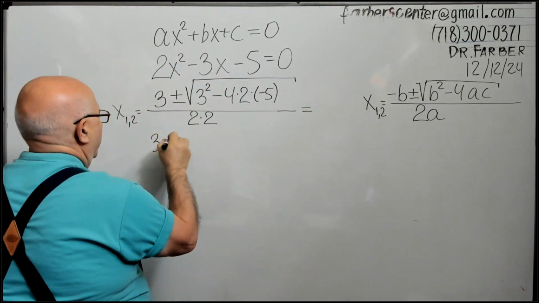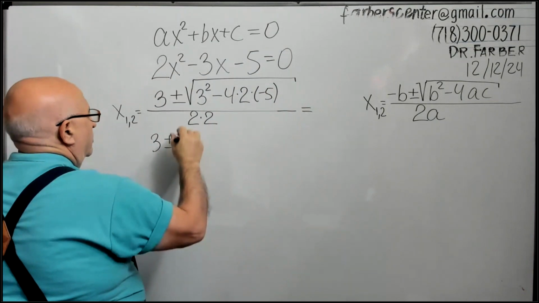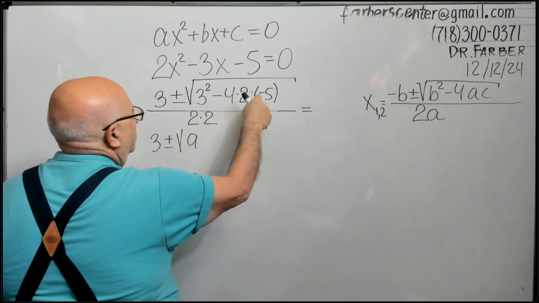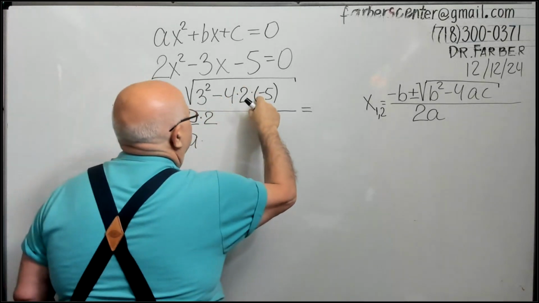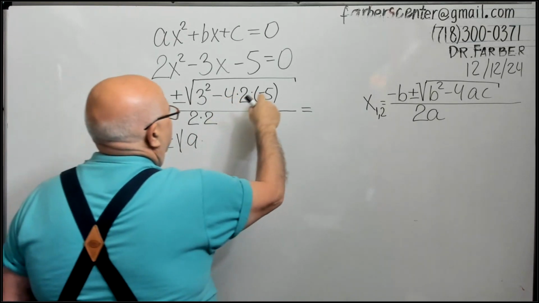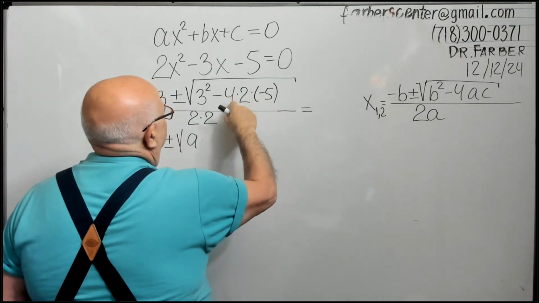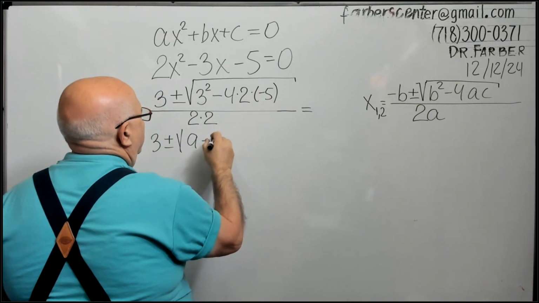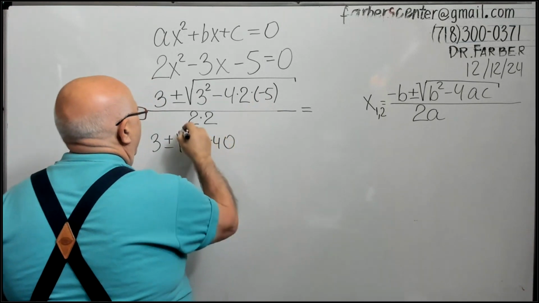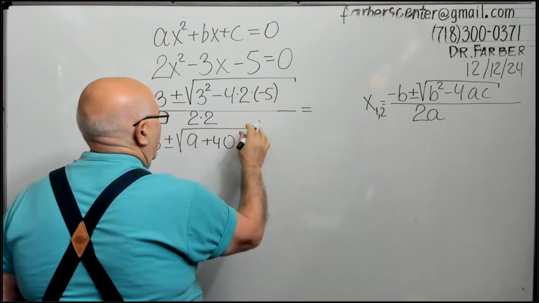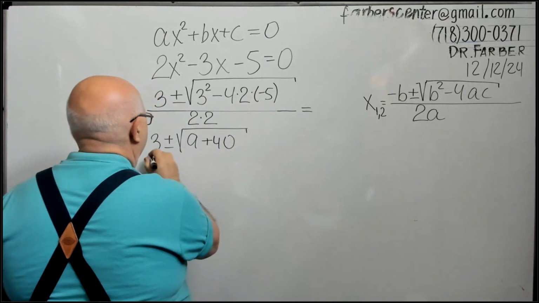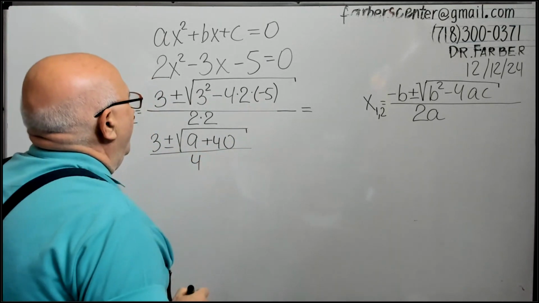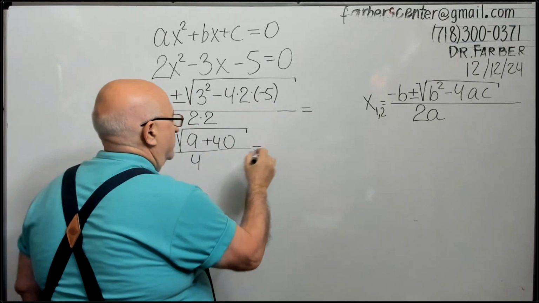3 plus minus square root of 9 minus, negative times negative is positive, 8 times 4... 8 times 5 is 40, plus 40, and close this one, divide by 4, equals.